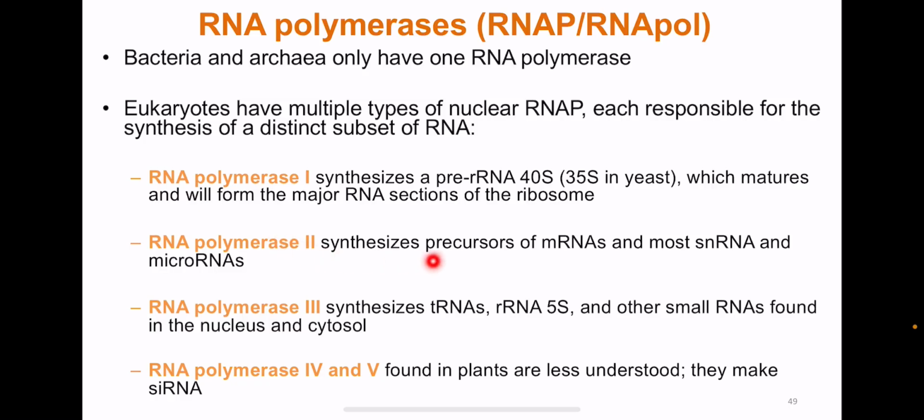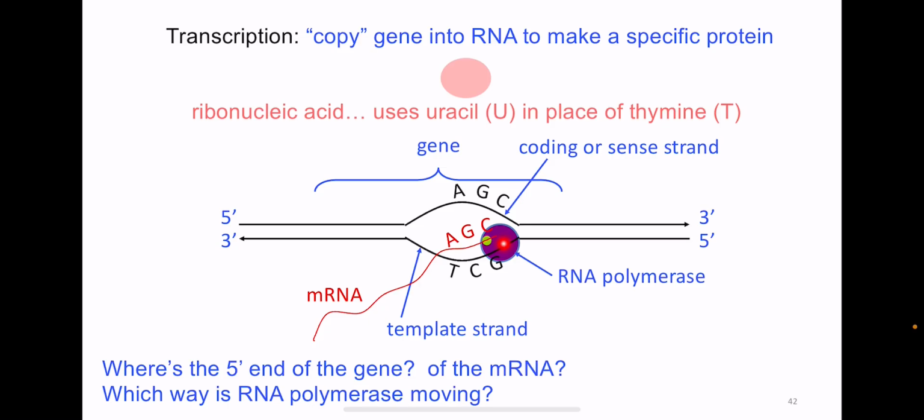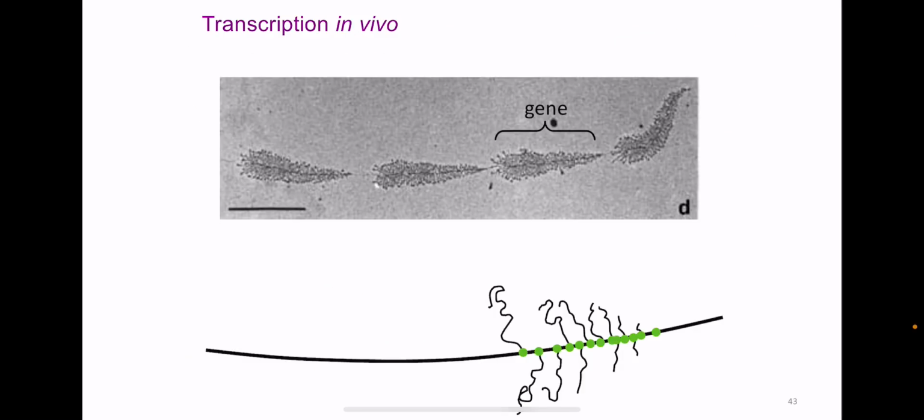Polymerase 2 synthesizes mRNA, and most small nuclear RNA or snRNA and microRNAs. So in the case of the transcription we just did, this RNA you are looking at, this polymerase here is obviously polymerase 2 because we are synthesizing an mRNA. So this RNA polymerase is RNA polymerase 2.